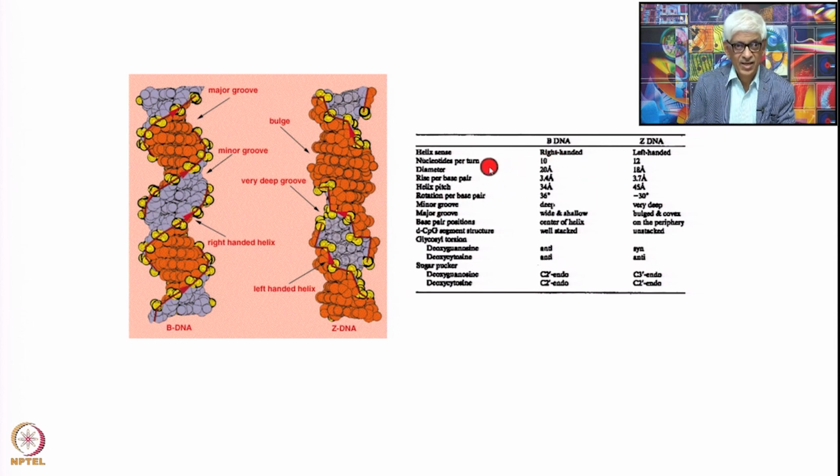Firstly, bDNA is right handed versus a left handed DNA here. Then, the number of nucleotides per turn: when the cycle repeats itself, how many base pairs are there? The bDNA has 10 base pairs, and therefore 3.4 angstroms into 10 gives 34 angstroms, the rise per turn, indicated here next. Whereas the zDNA has 12 base pairs per turn, and the diameter of the entire helix is 20 angstroms here and 18 angstroms here, somewhat less.